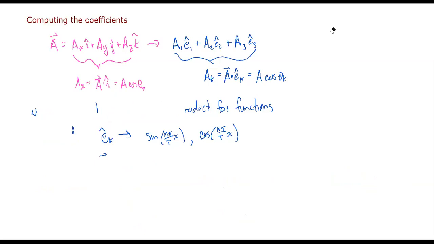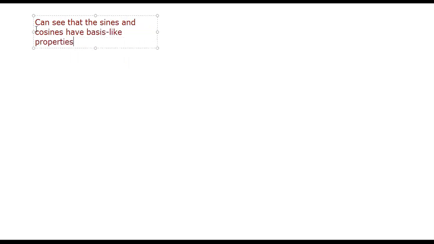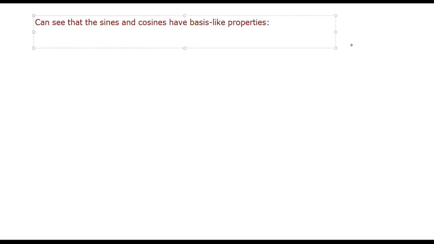Okay, yeah, let's just clear everything. So with this idea of our inner product as an integral, we can see that the sines and cosines have basis-like properties, which is to say we're almost there. All we have to do is put coefficients out in front of them, and they satisfy basis properties.